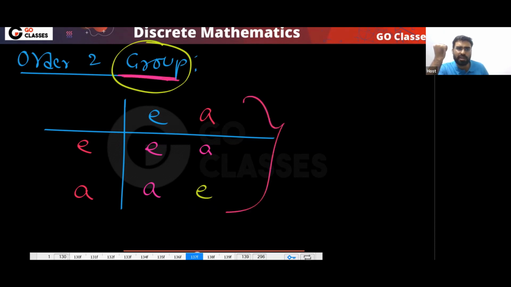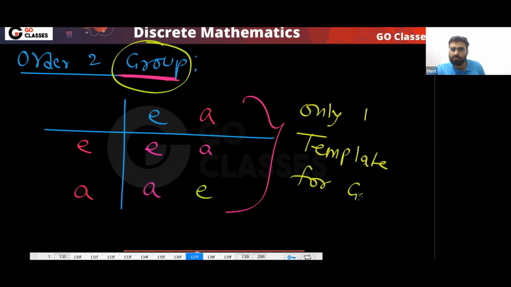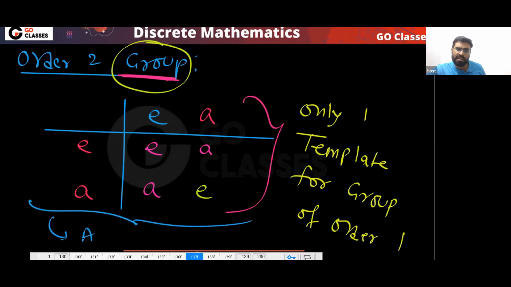So how many templates you can create for order 2? Again, only one template for group of order 2. Yes or no? Is this abelian? Yes, this is abelian. You can just check, this is abelian. So this is the point. So order 2 group, that is abelian.